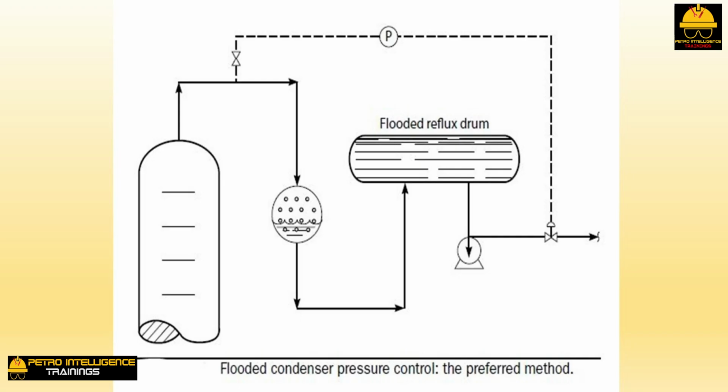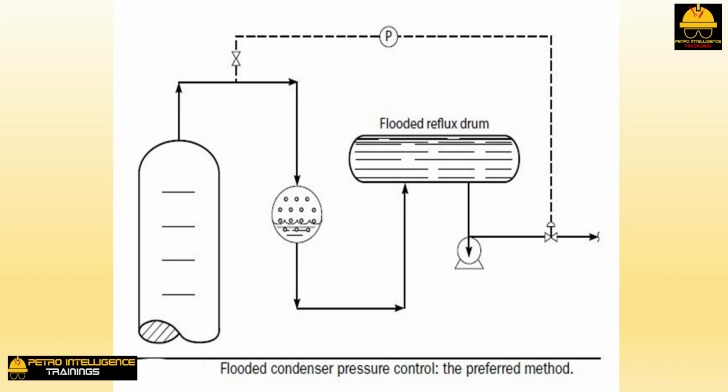Flooded condenser pressure control. You should have concluded by now that hot vapor bypass pressure control actually works by varying the surface area of the condenser exposed to the saturated vapor. But why do this indirectly? Why don't we simply and directly vary the liquid level in the condenser, shown in picture?